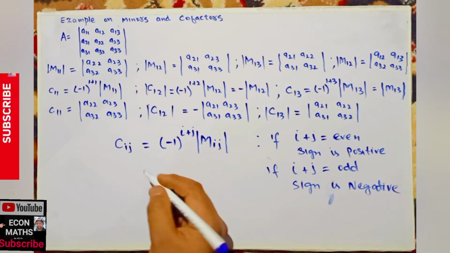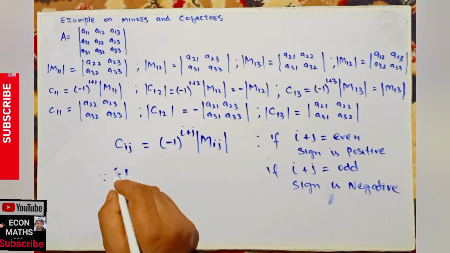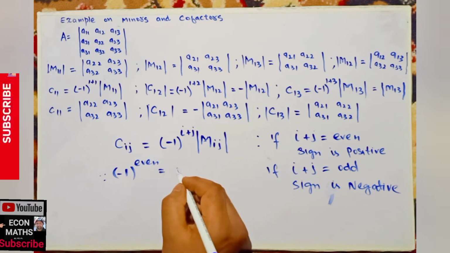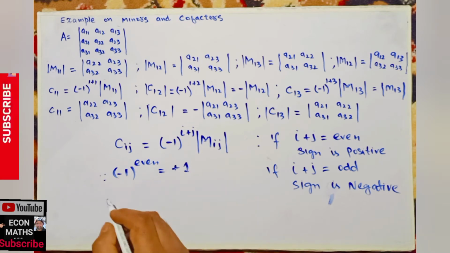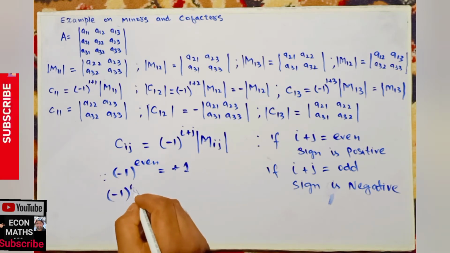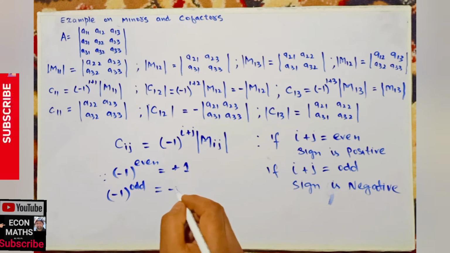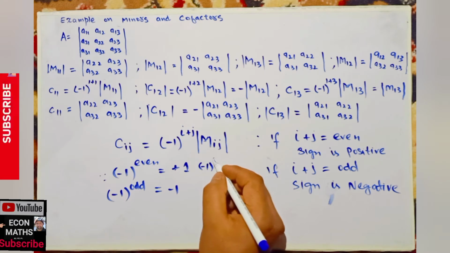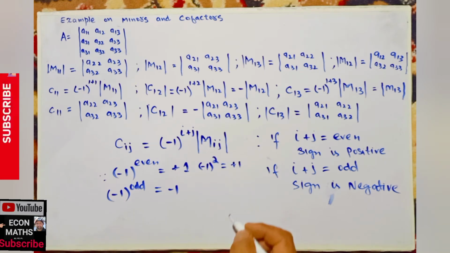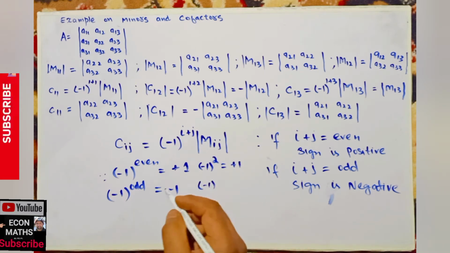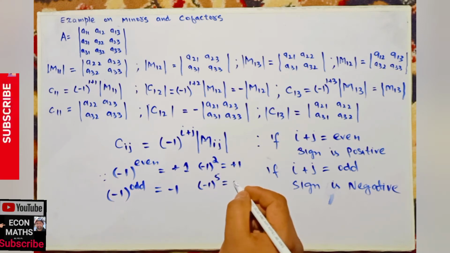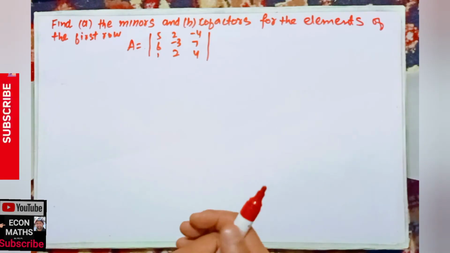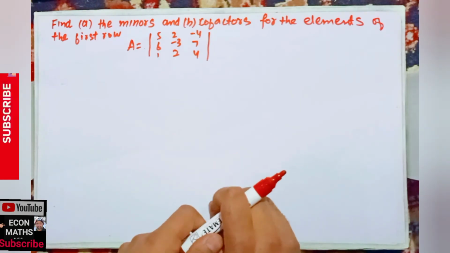Why? Because minus 1 raised to an even power is always plus 1, and minus 1 raised to an odd power is minus 1. Here we can see, if I have minus 1 raised to any even power, that is 2, this will become plus 1, and minus 1 raised to an odd power, let us say 5, this will become minus 1.